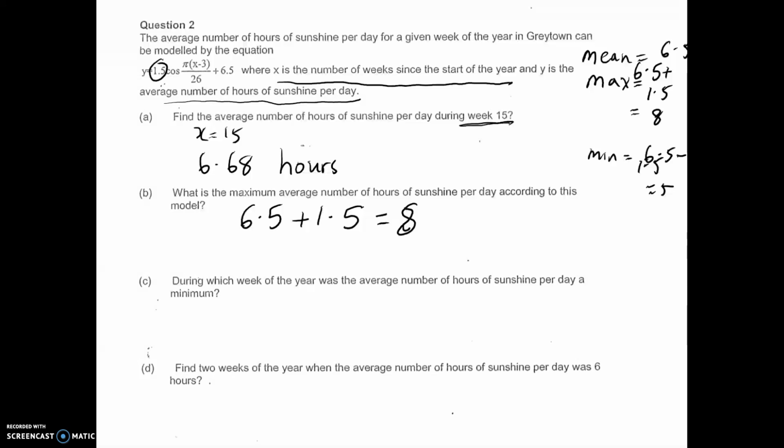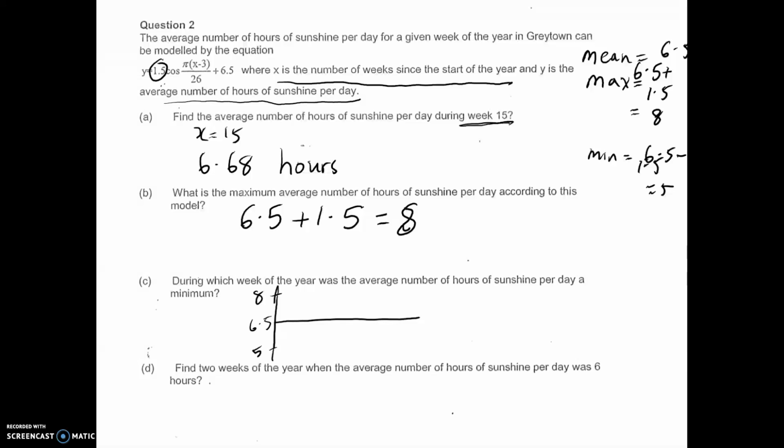The next question says, during which week of the year was the average number of hours of sunshine per day a minimum? There are two ways you can work it out. One is by using a graph, and that's what I'm going to show you first. So let's roughly sketch the graph. We have already figured out that the mean is 6.5, the max is 8, and the minimum is 5.